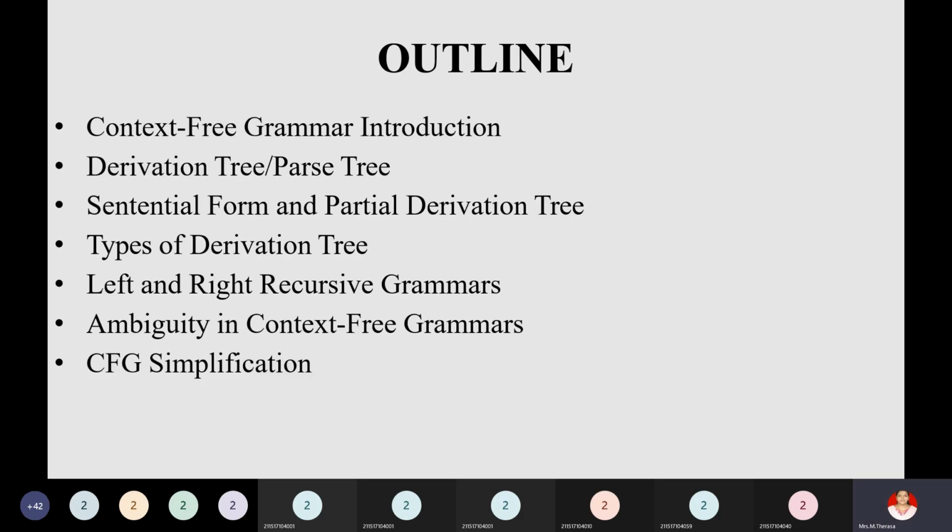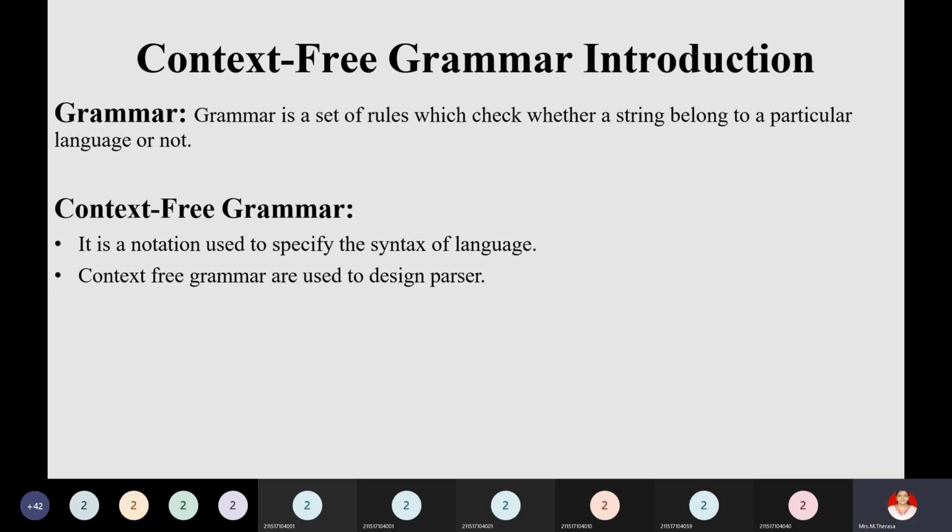In this, we are going to learn about the context-free grammar introduction, derivation tree, otherwise called parse tree, sentential forms and its partial derivation tree, the types of derivation tree, left and right recursive grammar, and then ambiguity in context-free grammar. At last, the simplification methods in context-free grammar. Let us start with this context-free grammar.